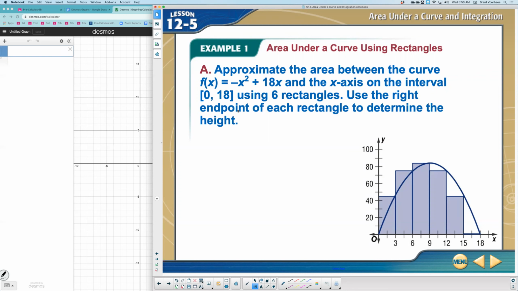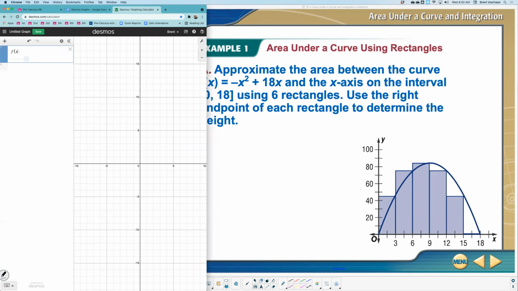And now it says find the right endpoint of each rectangle to determine the height. So let me show you over here what we're doing. I'm going to type in that function of f of x. It said f of x equals -x² plus 18x in the problem.